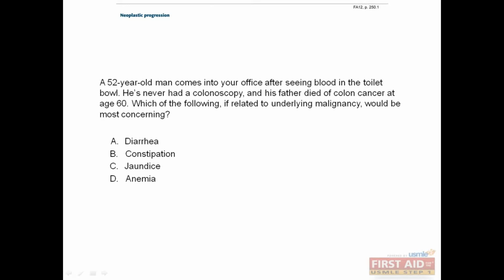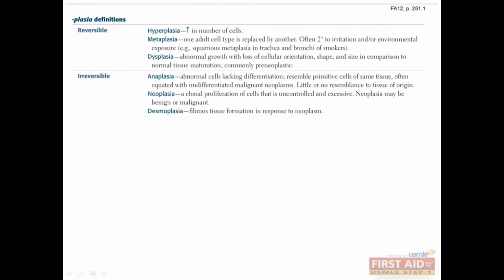If we're worried that this patient has colon cancer, any of these symptoms could arise, but metastatic colon cancer would be the most concerning since it would be a sign of very advanced neoplastic progression. Diarrhea, constipation, and anemia can all be explained by cancer limited to the GI tract, but jaundice would mean that the cancer has metastasized to the liver and would carry with it a pretty bad prognosis. Great job! Remember, you should understand the neoplastic progression very well, so please spend enough time on this to understand it. All the words that end in plasia can be pretty confusing.